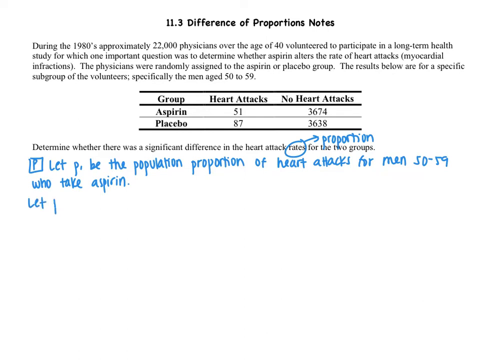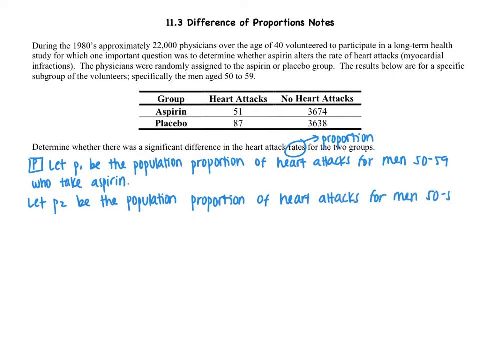And then P2 is going to be the population proportion of heart attacks for men 50 to 59 who take a placebo. So we are not just referring to these men, we are referring to all men 50 to 59. So that's what P1 and P2 are. Heart attacks for all men 50 to 59.